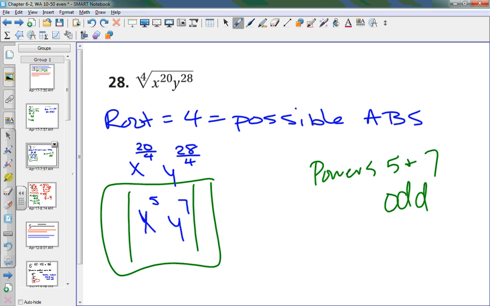It could be anything. Since they're both negative, you wouldn't need it. You're right, because I'm multiplying them together, but you don't know what x is and you don't know what y is.